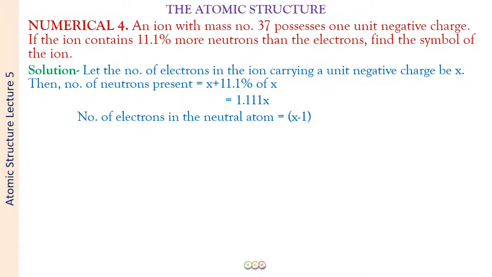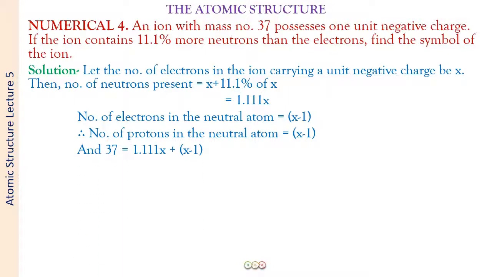Now the number of electrons in the neutral atom is going to be X minus 1. Why X minus 1? Because the neutral atom has gained 1 electron to form the ion. So the number of electrons in the neutral atom is X minus 1, and the number of protons is equal to the number of electrons in the neutral atom, so this is also going to be X minus 1. And the mass number is the sum of protons and neutrons. So this is going to be 37 equal to 1.111x plus X minus 1. Now you can solve this for X to be 18.